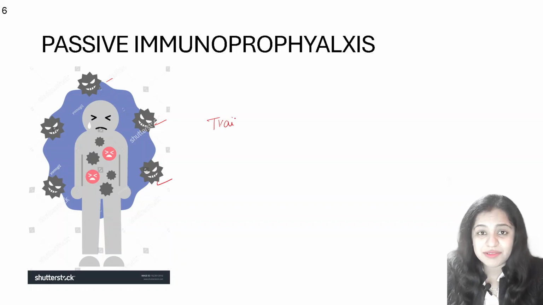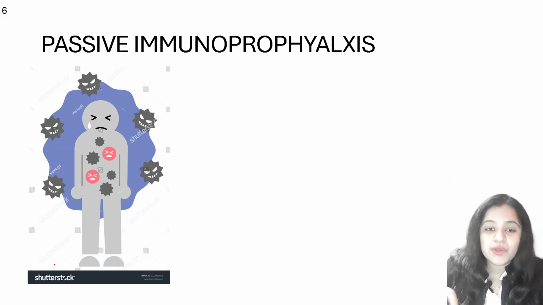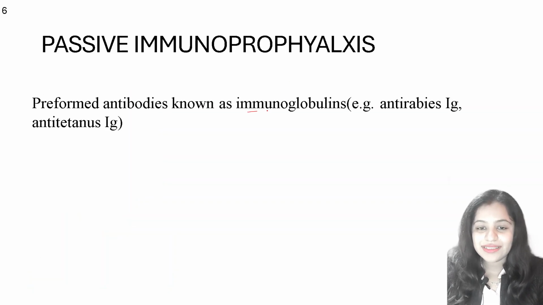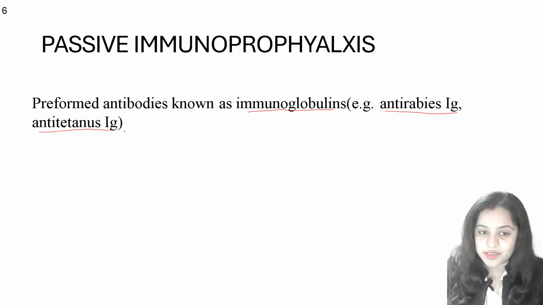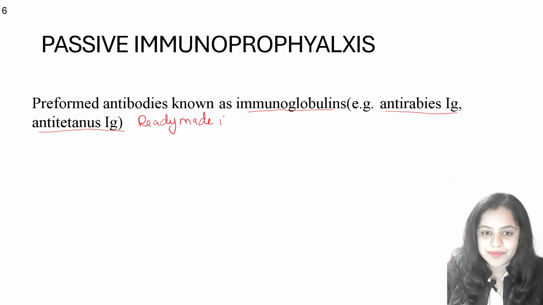Okay, because your immune system is down, you cannot train right now. So what you will do in such cases, you borrow soldiers. This borrowing of soldiers is known as passive immunoprophylaxis. Okay. So what do we do in passive immunoprophylaxis? We give preformed antibodies known as immunoglobulins. Example, your anti-rabies immunoglobulin and anti-tetanus immunoglobulin. Okay. These preformed antibodies, that is these ready-made antibodies, are given in a vial.